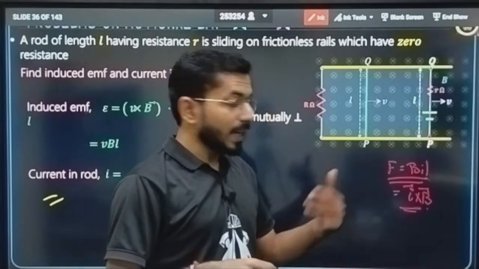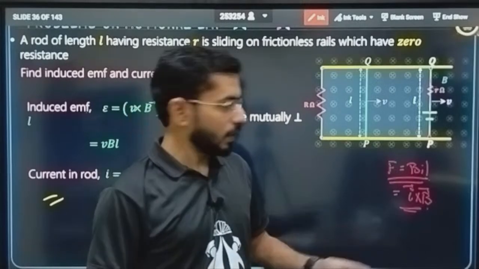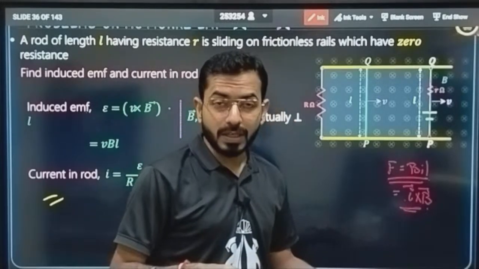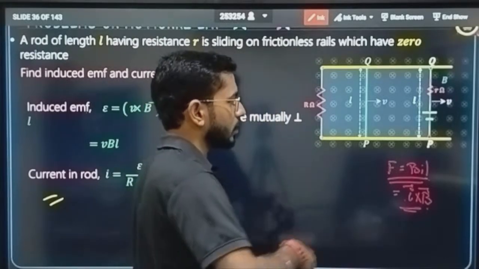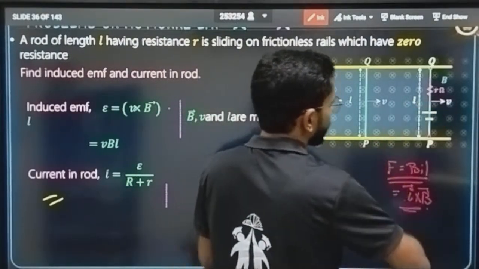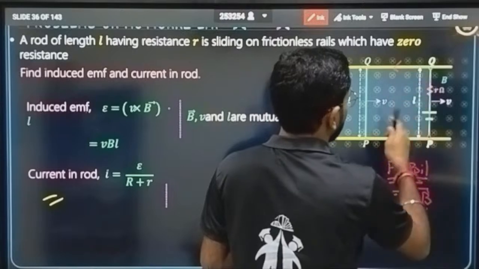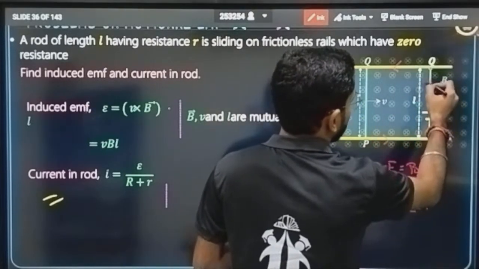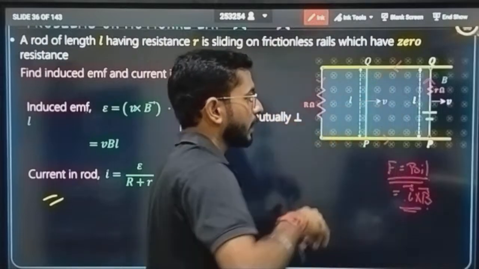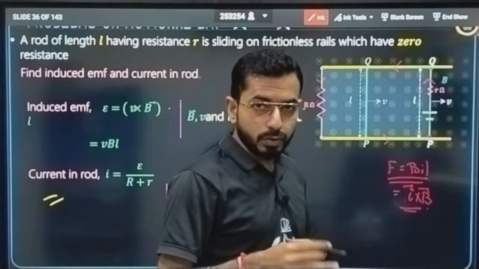So even before that, what will you have to do? You have to go even backward. You don't know even the direction of the current, how the current is getting induced. So firstly you have to calculate the direction of the current. Let's do that also. We did V cross B, and this is the direction of the current that we are getting in the circuit. Okay, and this is the conducting rod. So this is the direction of the induced current.